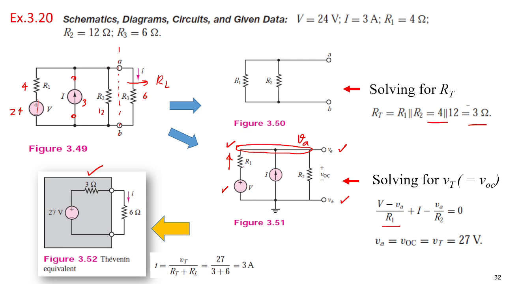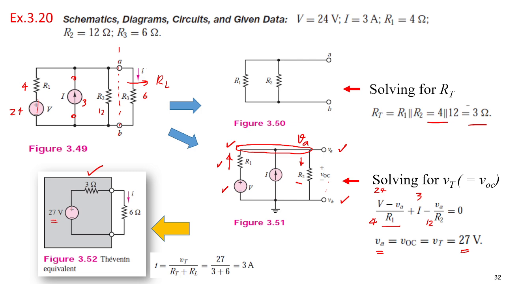V minus VA divided by R, right? The current here, I. And this current flowing in this direction is VA divided by R2. And we know V is 24, I is 3, R1 is 4 and R2 is 12. Then we get VA, which is V open circuit. VA is 27 volt, so this is 27 volt.